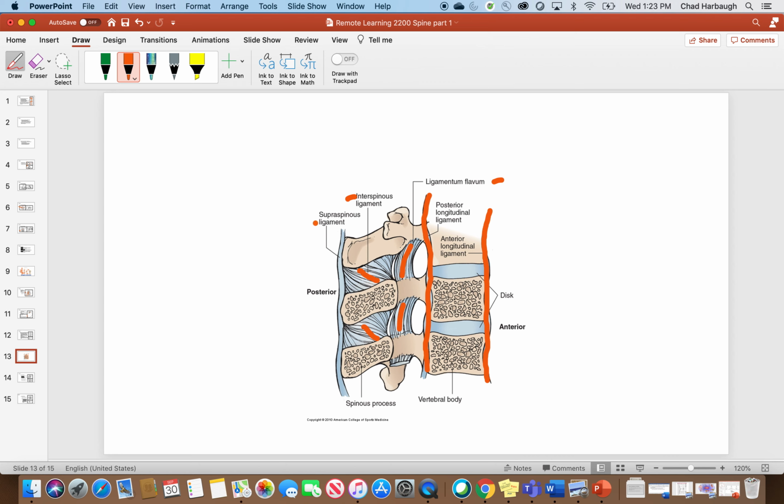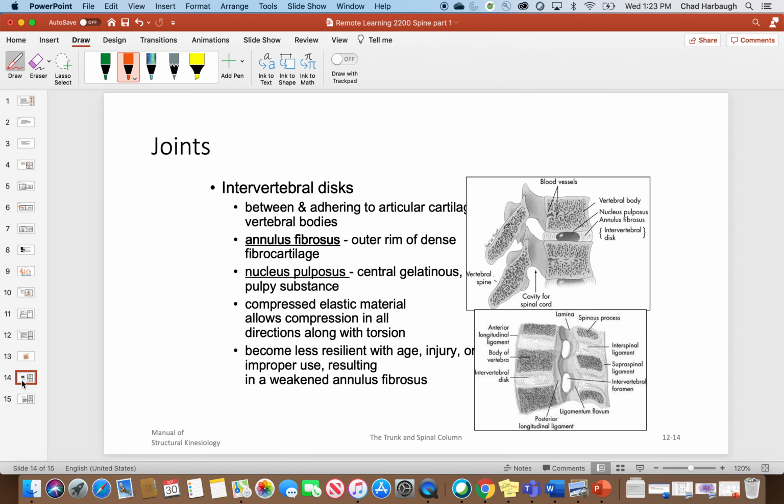The next one, the supraspinous ligament. This supraspinous ligament connects the tips of each of the spinous processes. So again, it's running in the vertical back portion of the spinous processes. It gets thicker and broader as the ligament goes down towards the lumbar region. And this one is going to limit any type of hyperflexion that may occur in the spine.